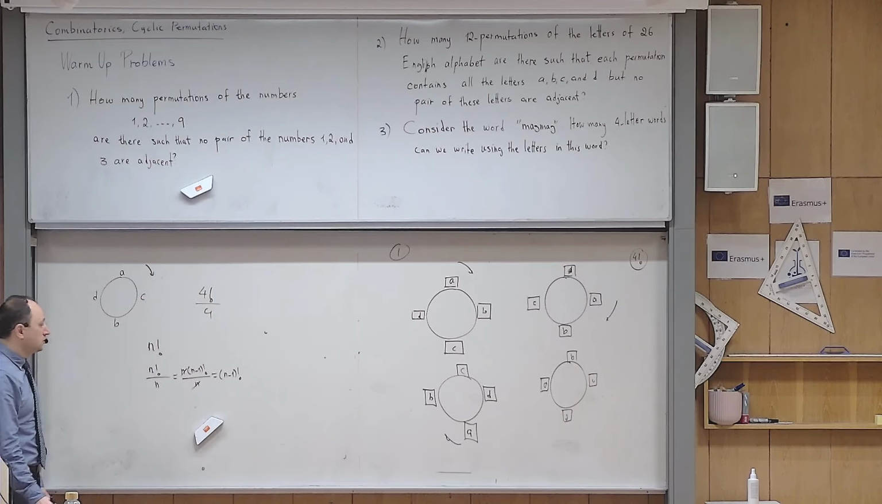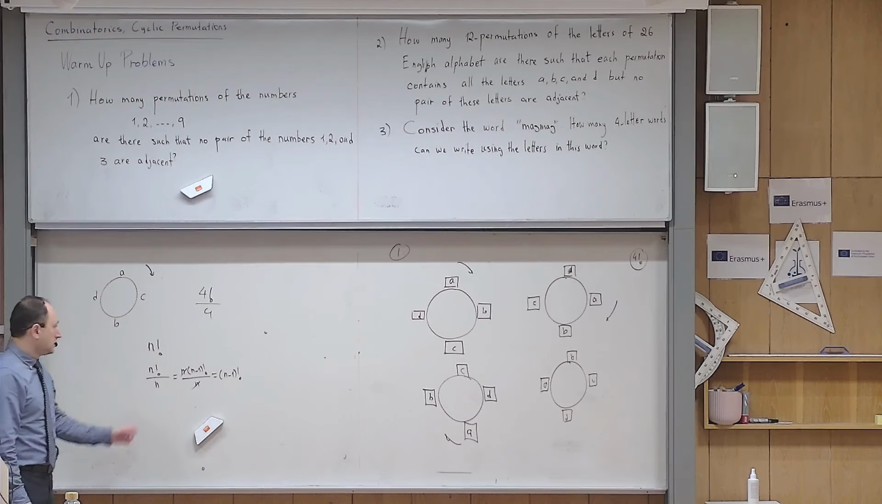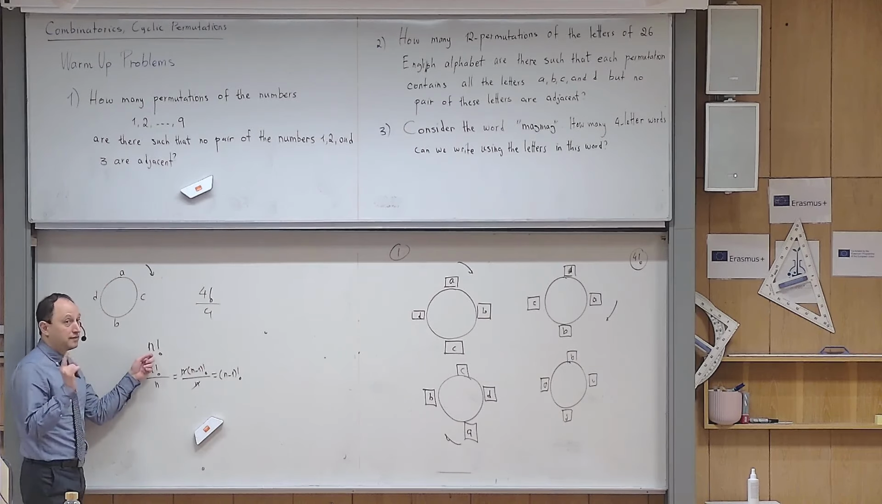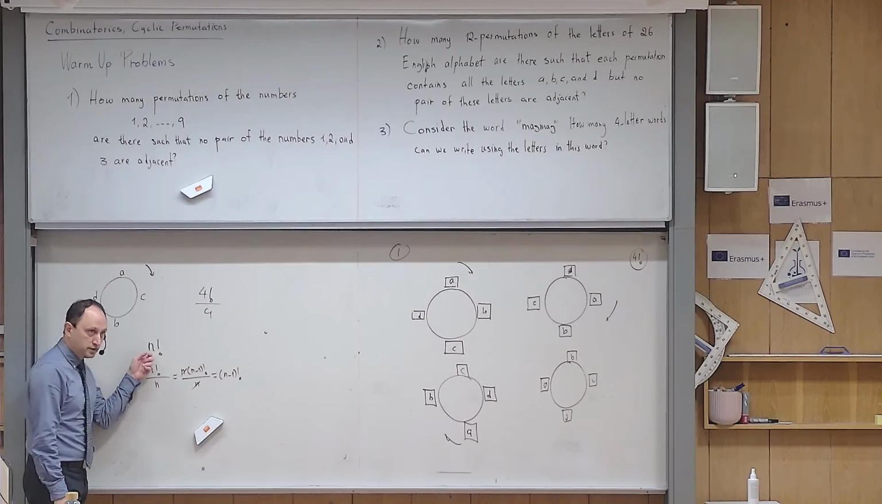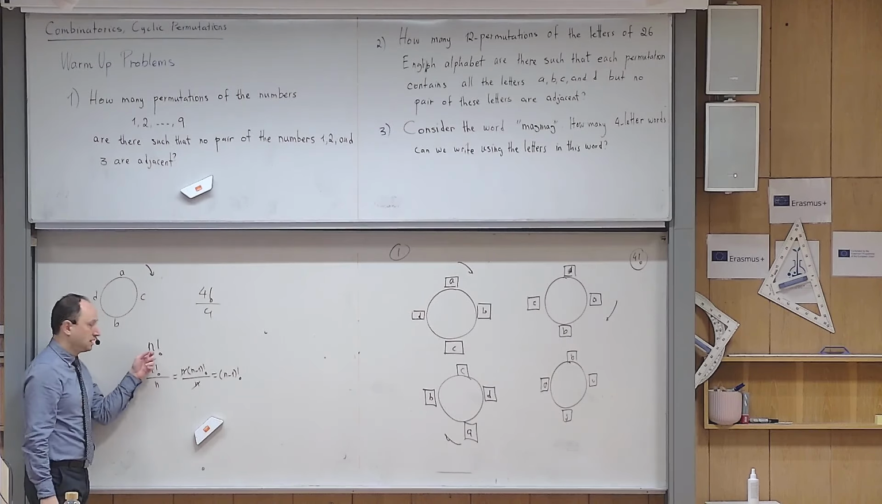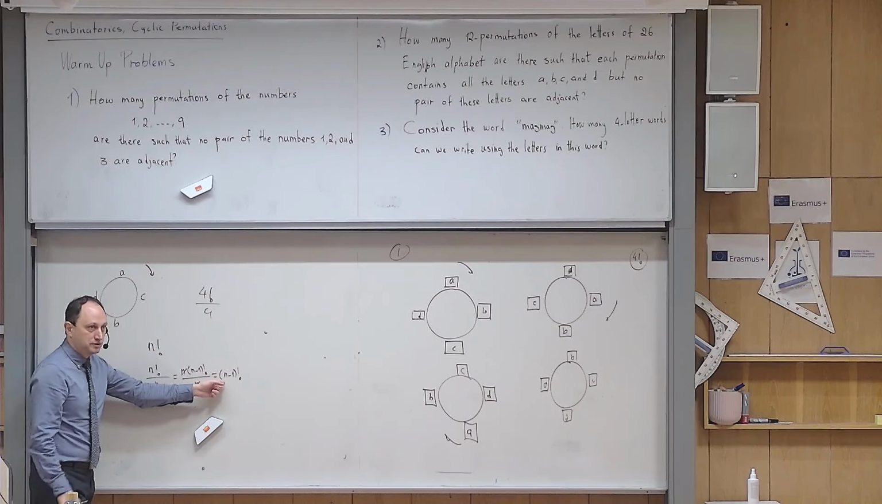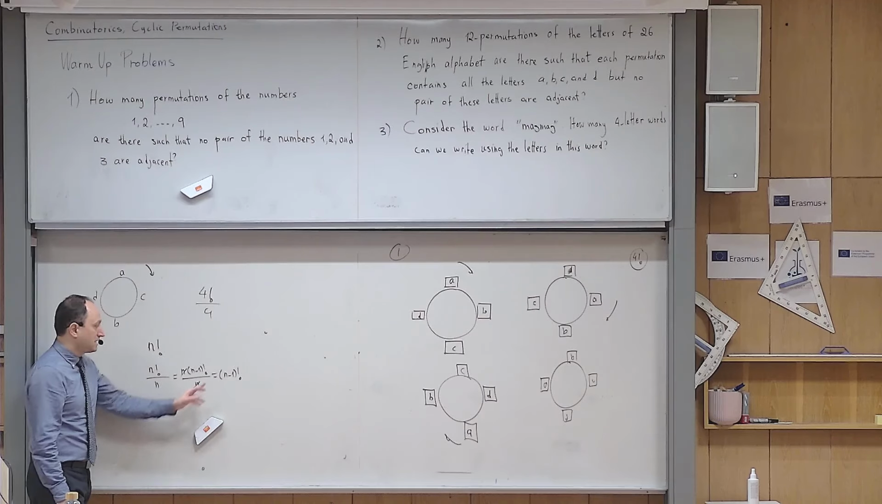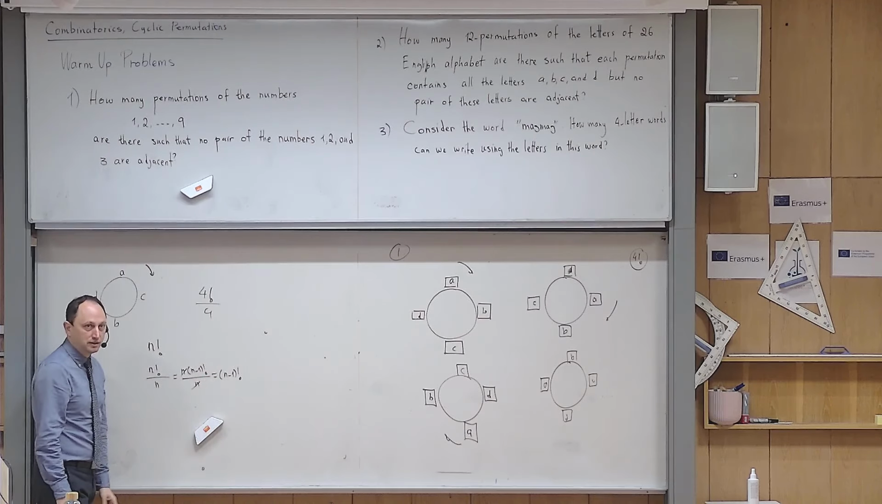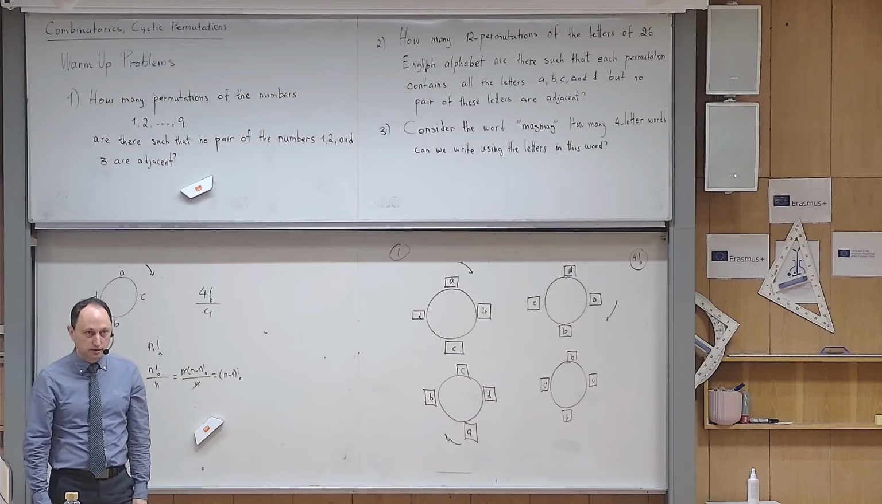So if you want, you can use it in the exam or whatever. If I have n distinct objects, and I want to use all of them in a linear way, then I have n factorial. But if only neighbors matter to me, or I want to arrange them in a circular way, the answer is not n factorial, it's n minus 1 factorial.